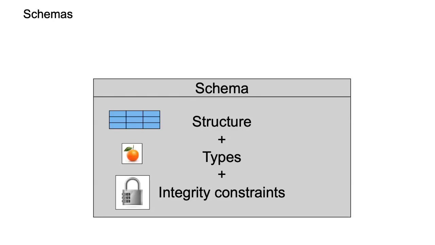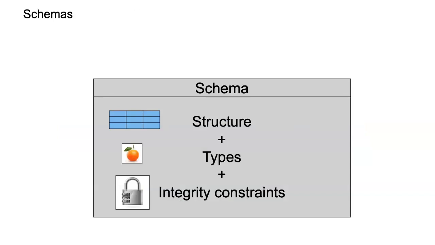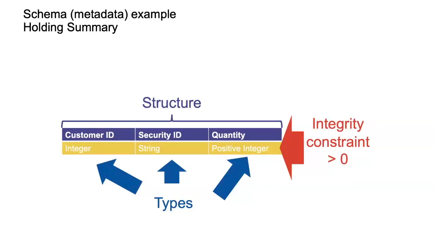That must be the sum of this and that, and so on. So this is all you specify in a schema in the metadata. This is what it looks like. That's an example. So I say I have 3 columns: customer ID, security ID, quantity. And in yellow, you have the types. Customer ID is an integer, security ID is a string, quantity is a positive integer, and so on and so on and so on. Right?